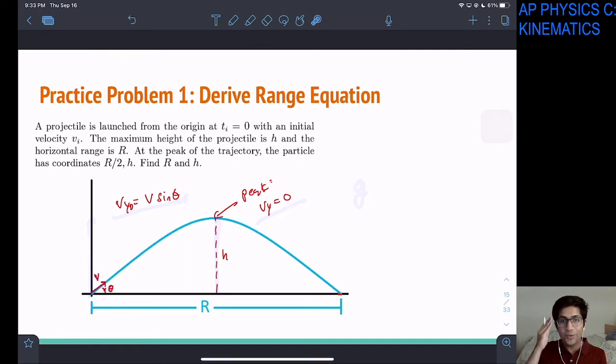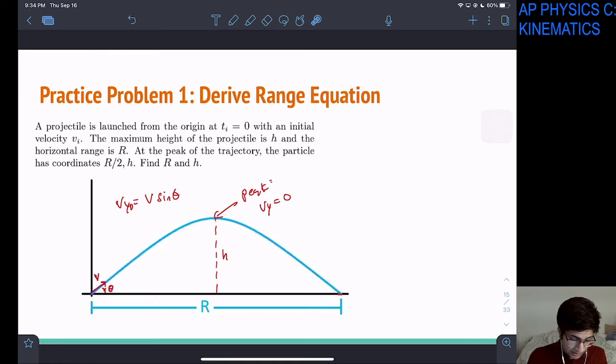Okay, so what I'm trying to say is that we know a lot of information in the y regime. We know initial, we know final, we know distance, we know gravity is our acceleration. We just don't know the time. So we can probably solve for the time it takes to get to the peak. And I'm going to argue that it's the same amount of time that it takes to fall back down. And that's just due to symmetry.